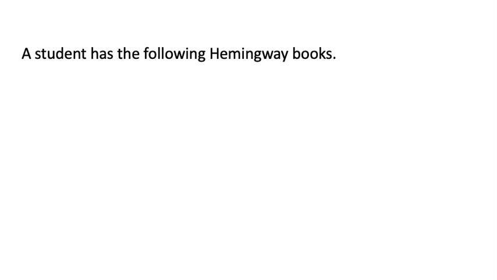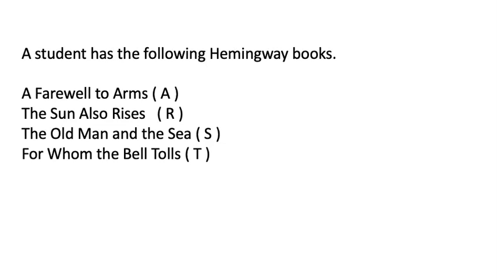This is Bob Capetta, and this lesson is on permutations. So a student has the following Hemingway books: A Farewell to Arms, which I'm going to label as A. The Sun Also Rises, I'm going to label as R. The Old Man and the Sea, I'm going to label as S. And For Whom the Bell Tolls, I'm going to label as T.